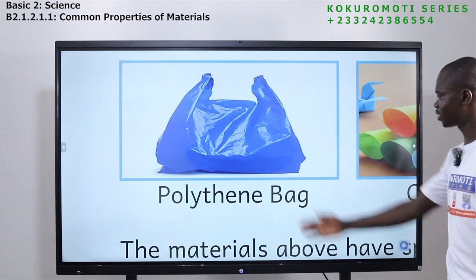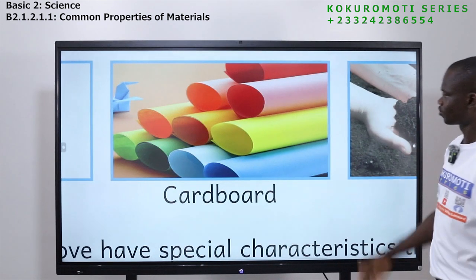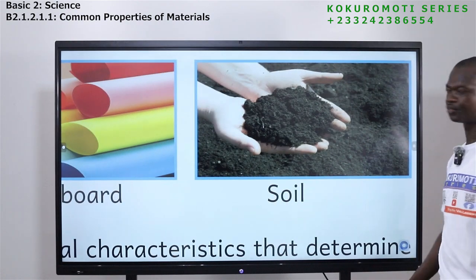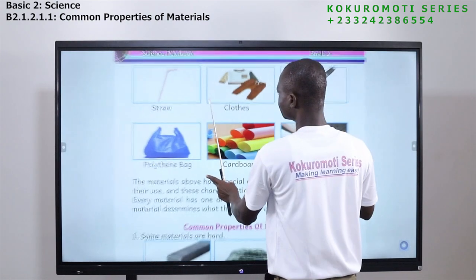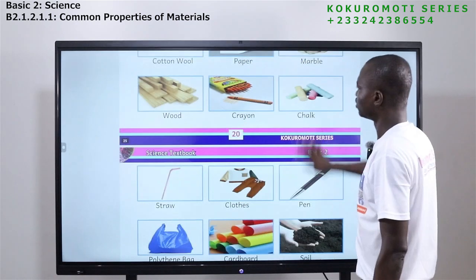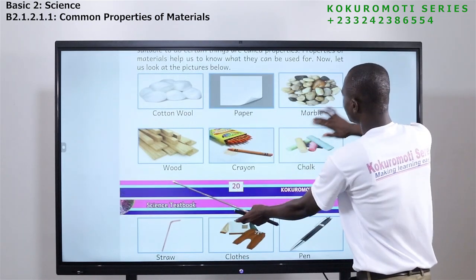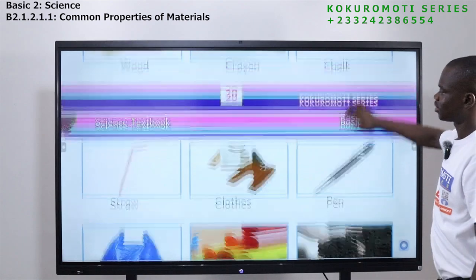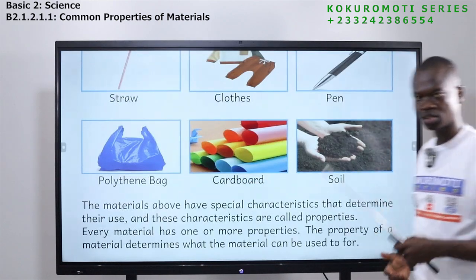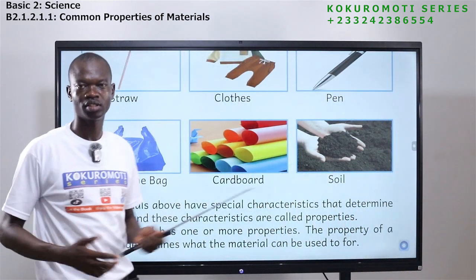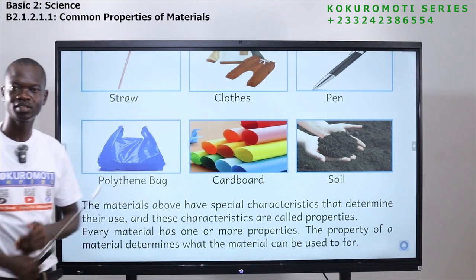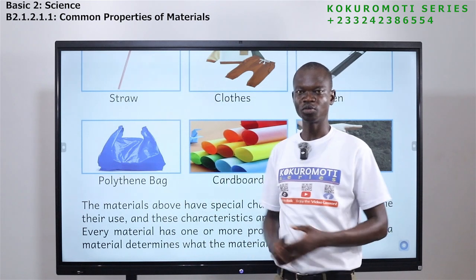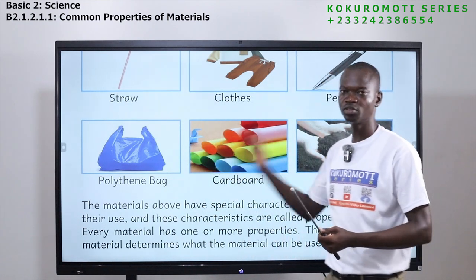What is this? Polythene bag. What is this? Cardboard. What do we have here? Soil. Okay. So these are some pictures of the items that we use and the materials that we use in our houses. When you go to school, we use these items. Like places that we go, we find these items and we use them.